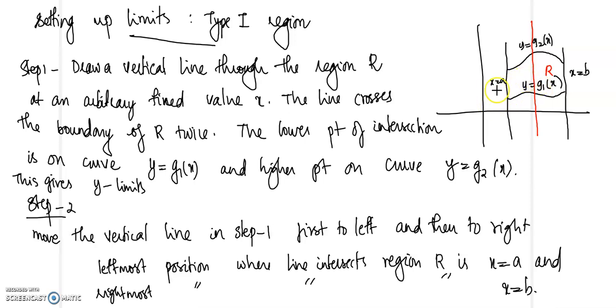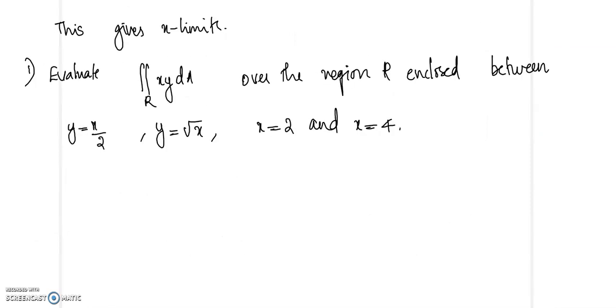The point where the vertical line intersects the leftmost position of the region R will be the left limit, that is x equal to a, and the rightmost point gives x equal to b. So that's how we form the limits in the case of a type 1 region. Let us look at an example of finding the limits for a type 1 region.